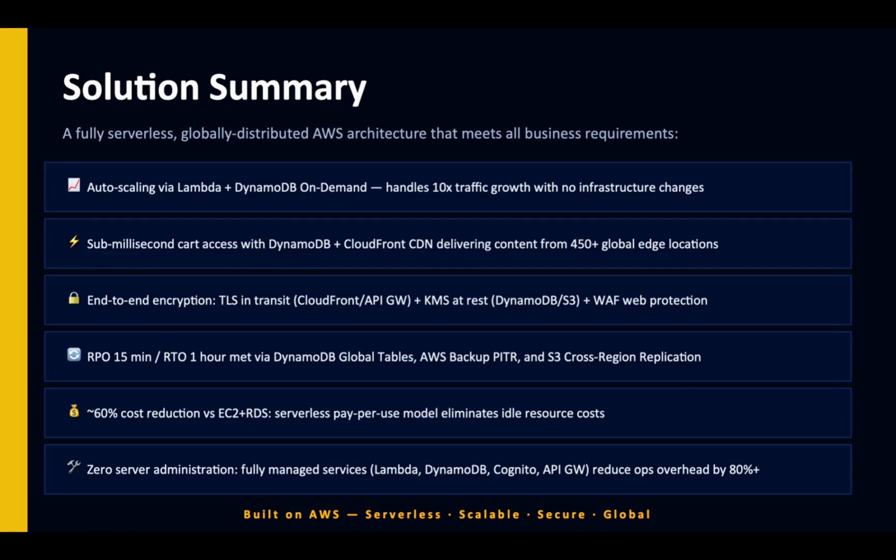Disaster recovery: the 15-minute RPO and 1-hour RTO are met through DynamoDB global tables, AWS Backup with point-in-time recovery, and S3 cross-region replication. Cost: by eliminating EC2 and RDS in favor of serverless and NoSQL, we are looking at roughly a 60% reduction in infrastructure costs. And finally, zero server administration. Every service in this architecture is either serverless or fully managed. The client's team can focus on building the application, not maintaining infrastructure.